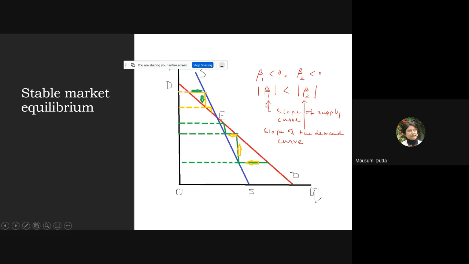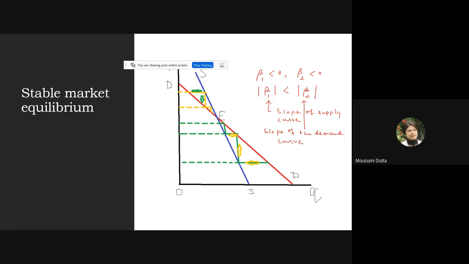Okay. So if you look at the mathematical condition, what we need is that the absolute slope of the supply curve is less than the absolute slope of the demand curve, isn't it? Everybody, the mathematical condition is showing us the absolute slope of the supply curve is less than the absolute slope of the demand curve. Am I right? Yes, ma'am.